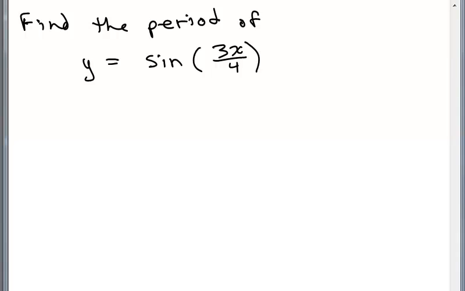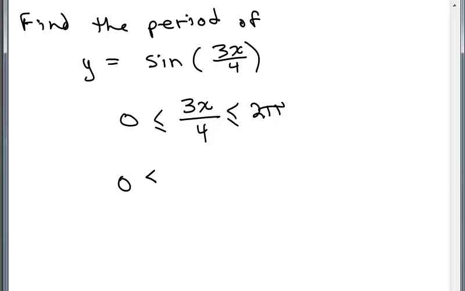So let's say you wanted to find the period of y equals sine of 3x over 4. All right, so instead of x being in between 0 and 2 pi, 3x over 4 is in between 0 and 2 pi. Now, how do you solve that for x? You have to think of what the coefficient of x is. So you might want to think of it this way. That's the same thing as 3/4 x, okay? Now, why did I leave a little space here? Because I want to multiply by the reciprocal because I want to solve for x. So I multiply all three parts by 4/3.